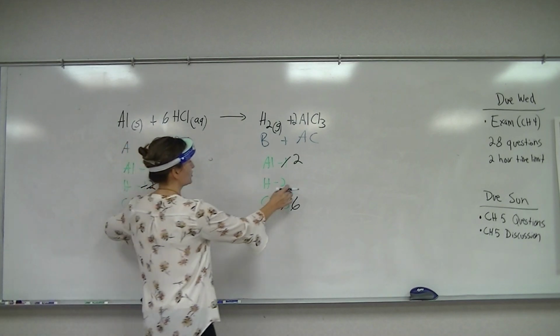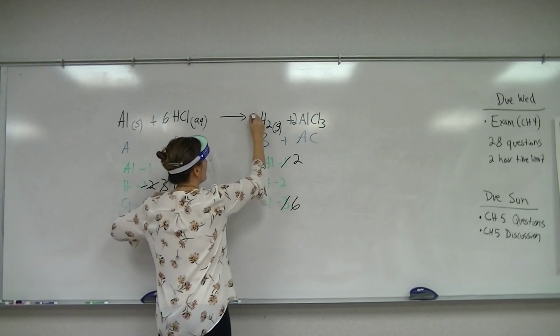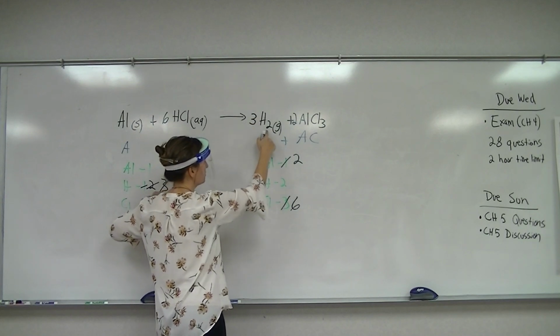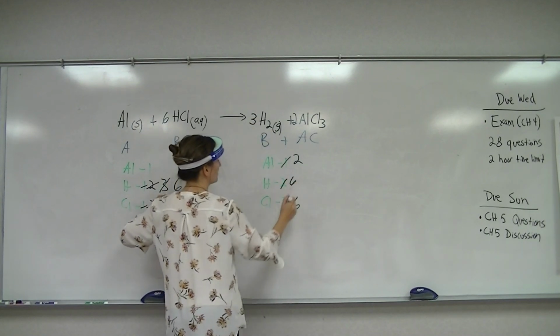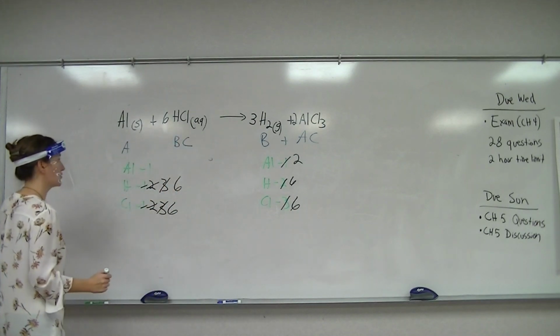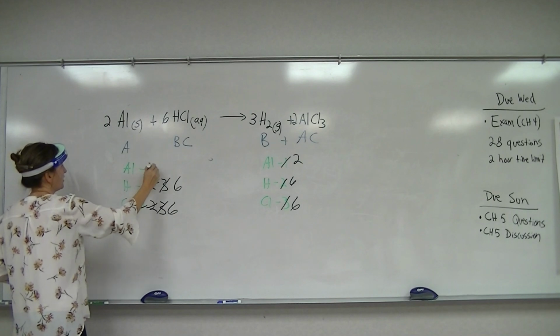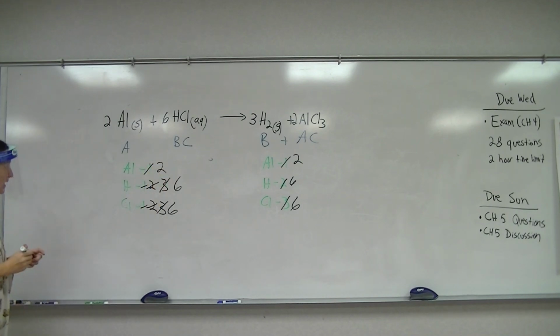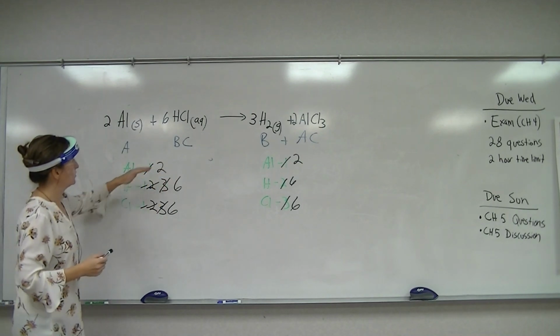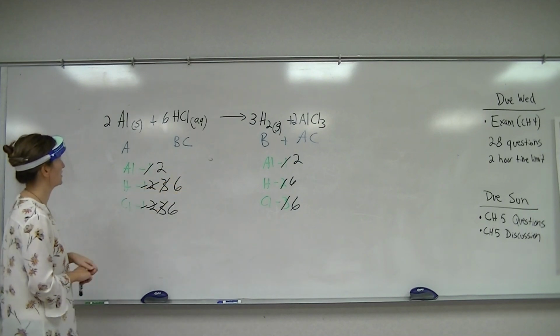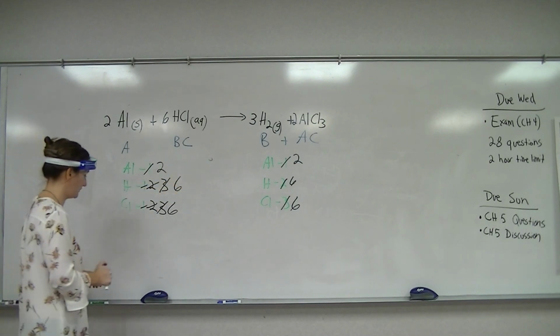But I need 6 hydrogens on the product side as well. So if I put a 3 here, remember coefficient times subscript, so 3 times 2 will give me 6 hydrogens. Now everything's balanced except for my aluminum, so if I put a 2 here on the reactant side, I've now balanced my aluminums. So 2 aluminums on both sides, 6 hydrogens on both sides, 6 chlorines. So that's my balanced chemical reaction.